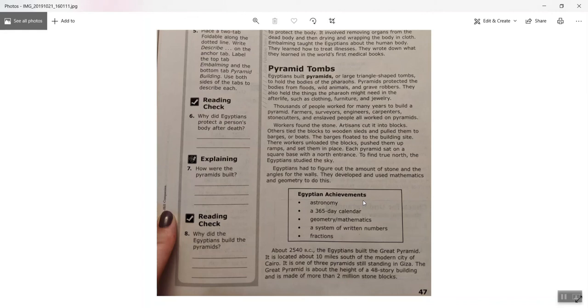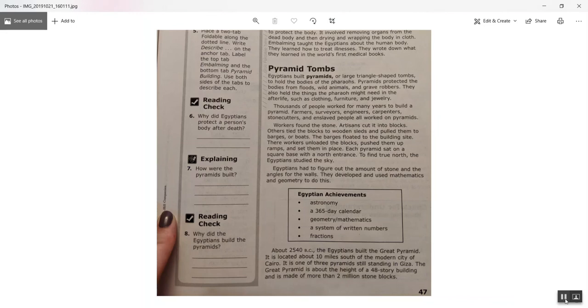About 2540 BC, the Egyptians built the Great Pyramid. It is located about 10 miles south of the modern-day city of Cairo. It is one of the 3 pyramids still standing in Giza. The Great Pyramid is the height of a 48-story building and is made of more than 2 million stone blocks.